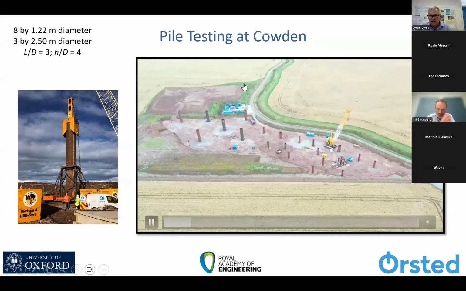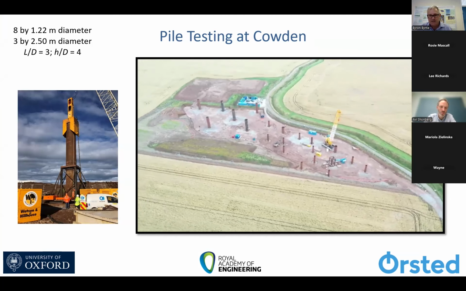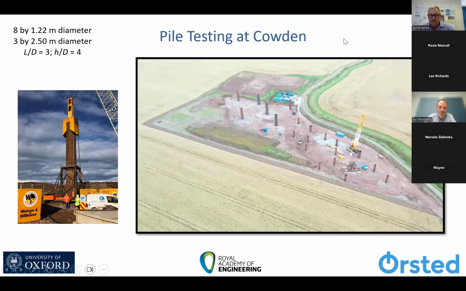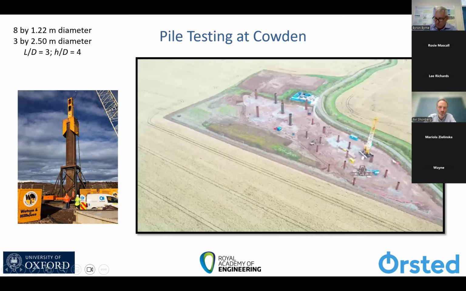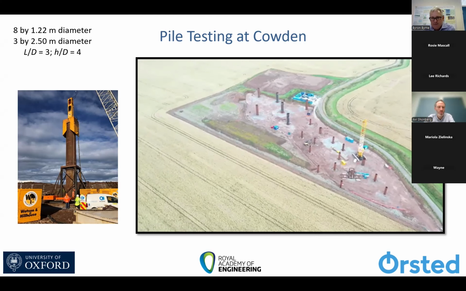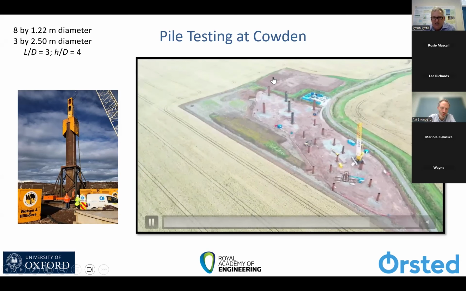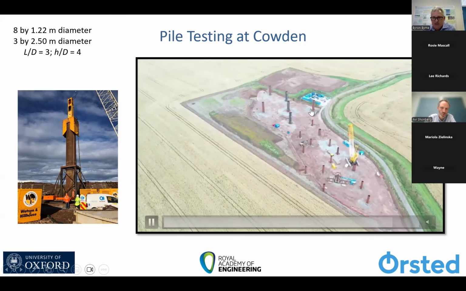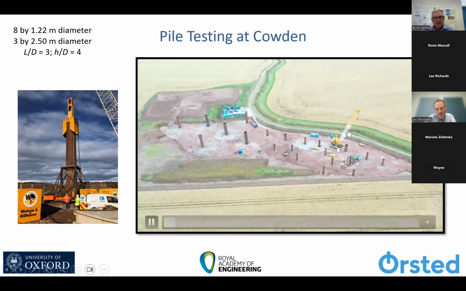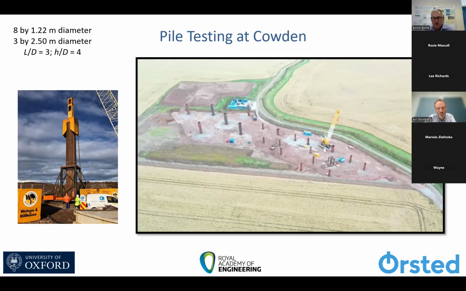Here is the testing site at Cowden. It's a very major onshore construction activity. You can see the size of that crane. Over here, these are shipping containers. That just gives you a sense of the scale. We tested 8 1.2 meter diameter piles and 3 2.5 meter diameter piles, but also we had to install a number of reaction piles. So you can see these are the larger diameter piles, including the reaction piles. These are the smaller diameter piles. We targeted one fixed ratio of length to diameter and one fixed ratio of loading height to diameter.